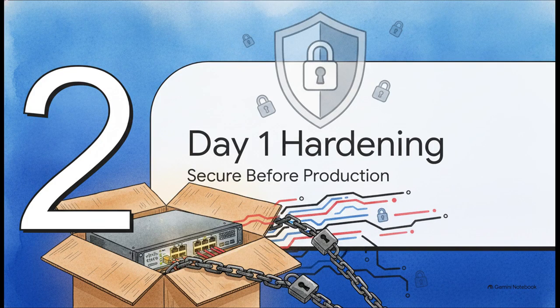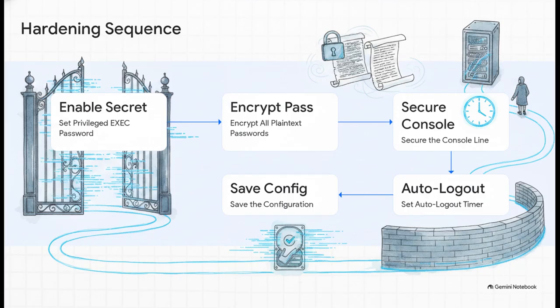Moving on to Section 2, Day 1 Device Hardening. Secure before production. Now that we know how to move around the command line, imagine you're unboxing a brand new switch. Before a single drop of actual network traffic flows through it, we absolutely must lock the device down. Why do we do things in this exact sequence? Because security is all about closing the doors before anyone even realizes they're open.